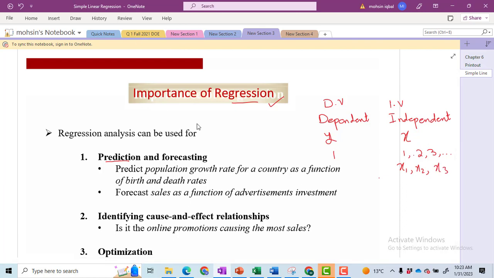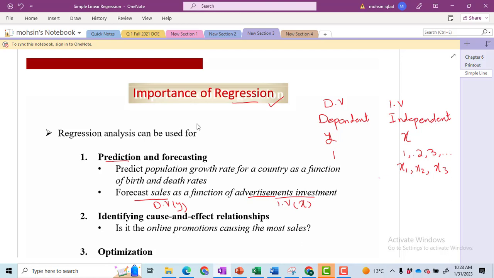The application of regression analysis is mostly in business, engineering, medical, statistics, and a lot of other fields. Let's discuss a few examples. We want to forecast the sales. So sale is my dependent variable and we want to forecast it based upon advertising investment. So advertising investment is my independent variable. We call it X and we call sale Y. There is one dependent variable and one independent variable.